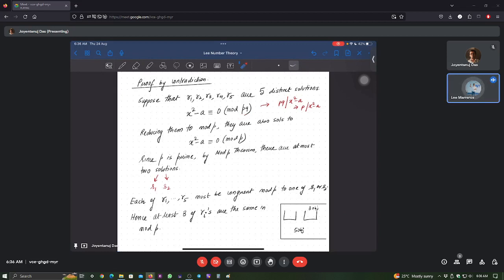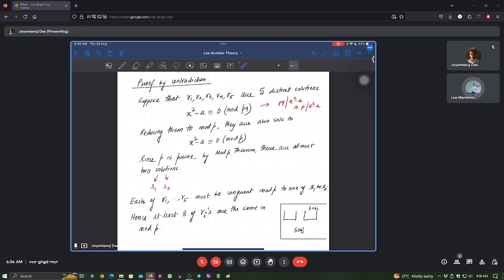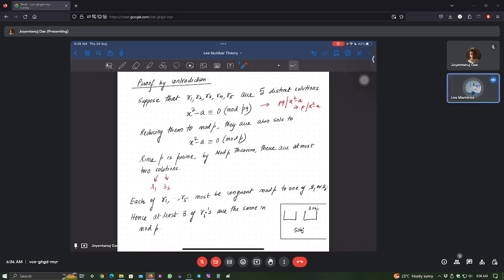Oh, okay. So PQ is not a prime because it is a product of two primes, a multiplication. So it is a composite number. But P is a prime, so that's why we can say only 2 solutions.